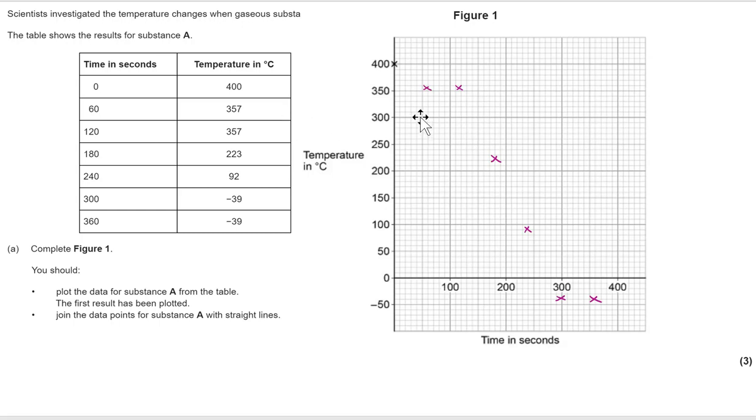Can I also recommend you always do crosses, not dots? Otherwise, they become difficult to see, and if there's no evidence of a plotting point, even with a line there, you might not get the marks. So the points are plotted, and then you're being asked to join the data points with straight lines. So we have got straight line, straight line, straight line, and we're done.